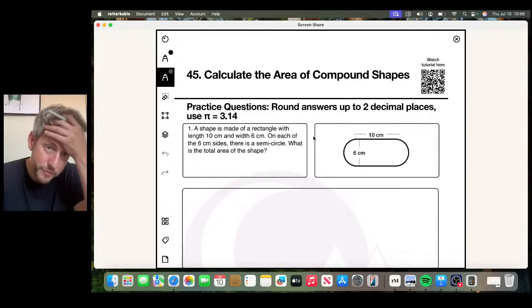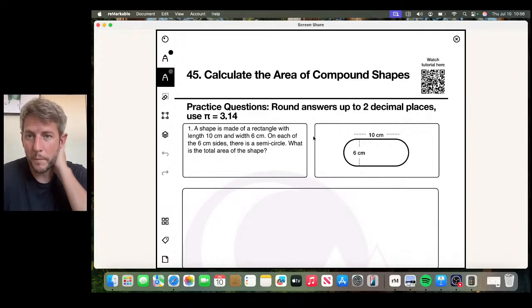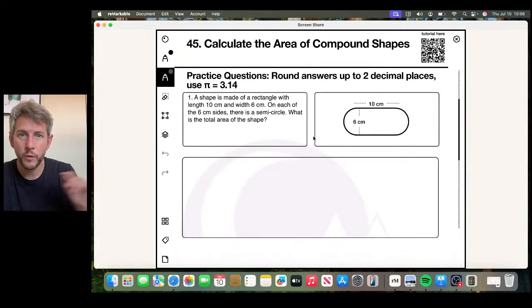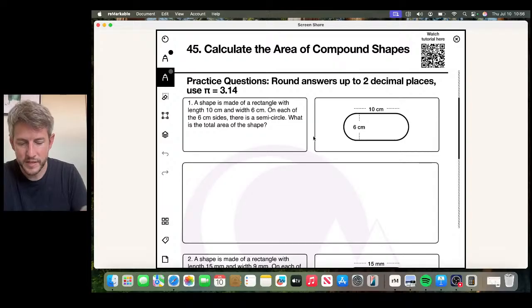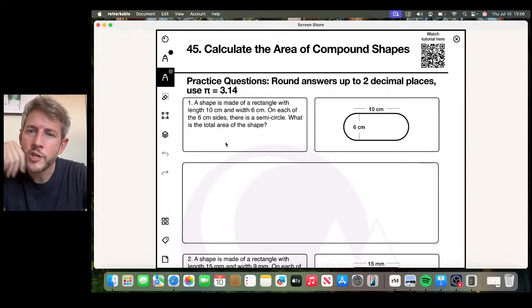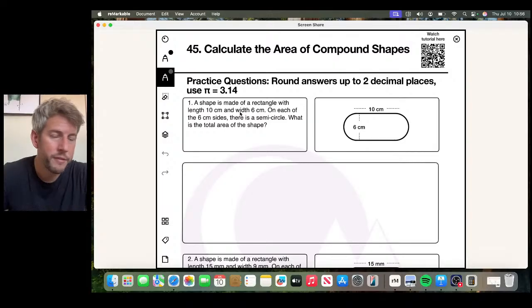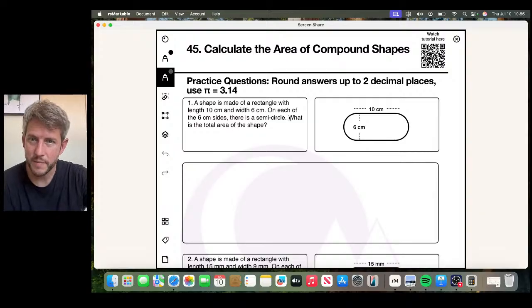Let's have a look. So here we've got the area of compound shapes. This is where we've got to use the formulas that we've been using so far to do these here. So we've got this one here. A shape is made of a rectangle with length 10 centimeters and a width 6 centimeters. On each of the 6 centimeter sides there is a semicircle. What is the total area of the shape?